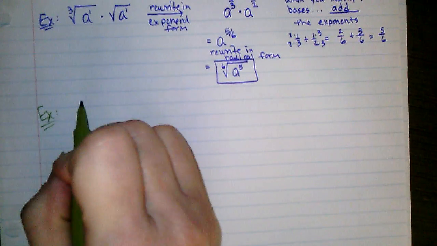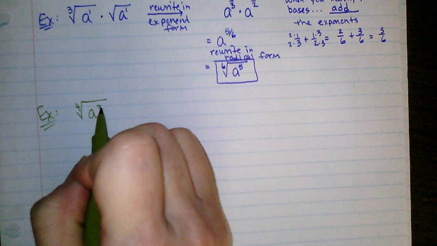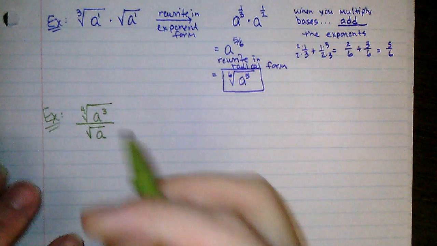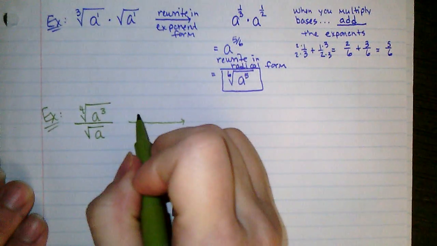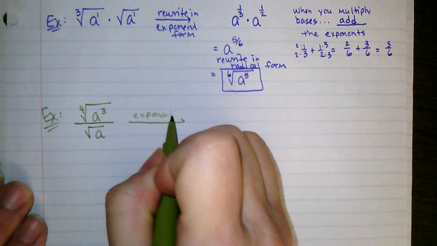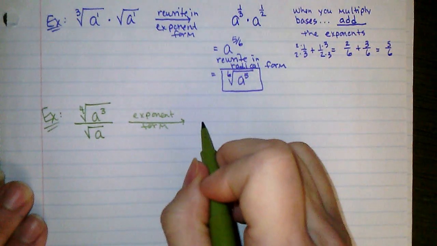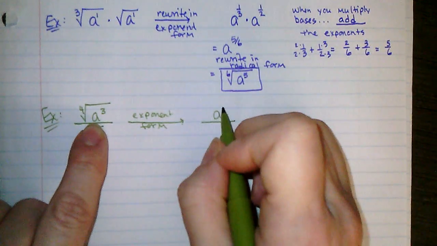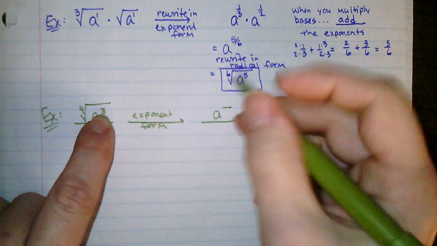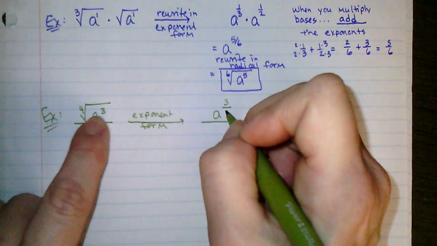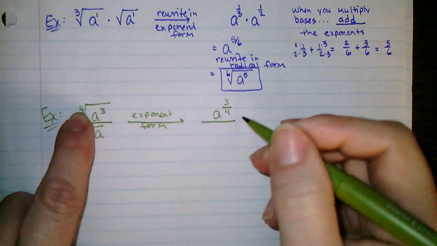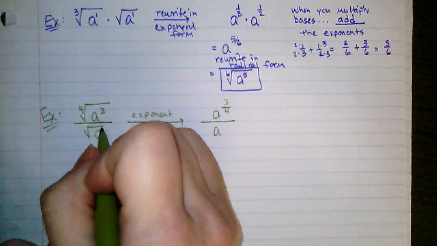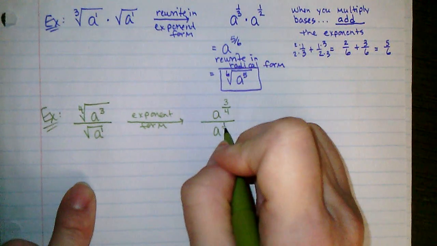Let's do another. How about the 4th root of a cubed divided by the square root of a? I think you might know what I'm going to have you do is change this to exponent form. So the radicand in the numerator was a, so a, and then make that a fractional exponent. The numerator is the power on the radicand. The denominator is the index of the radical, so a to the 3/4. And then the denominator has a radicand of a. The power is 1, the index is 2, so it's a to the 1/2.